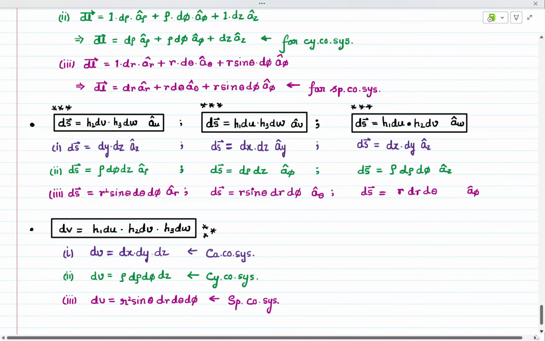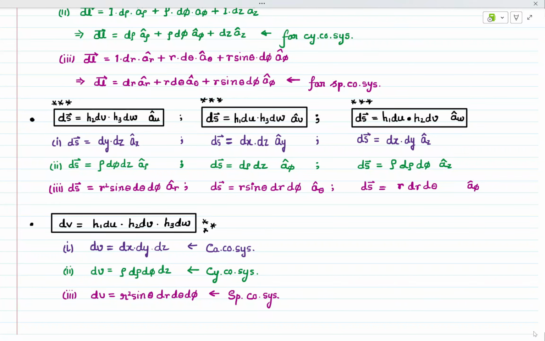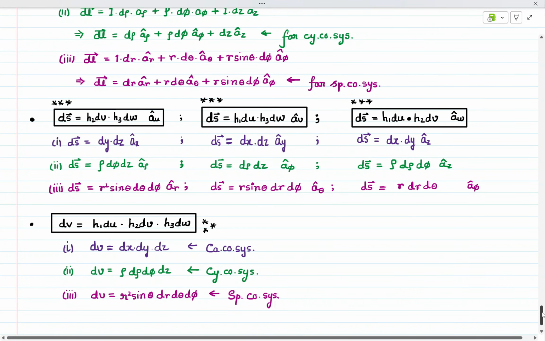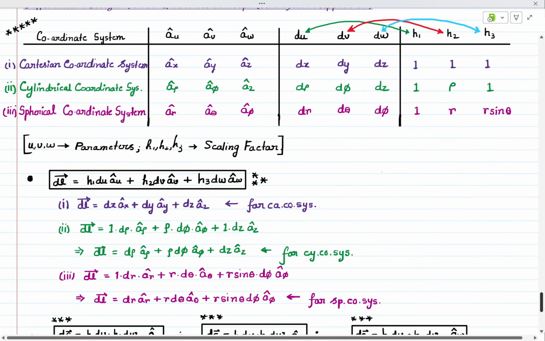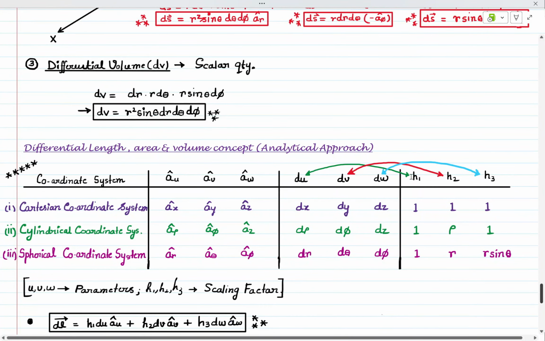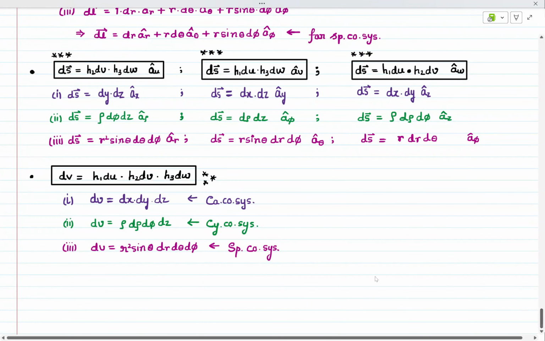And the differential volume formula is very simple. It is a scalar quantity. As it is a scalar quantity, it doesn't have any direction, meaning it doesn't have any unit vector. So the differential volume will be the multiplication of all three, u, v, and w. That means H1 into du into H2 into dv into H3 into dw. So that is like this.